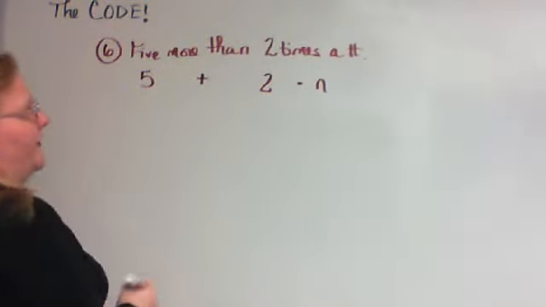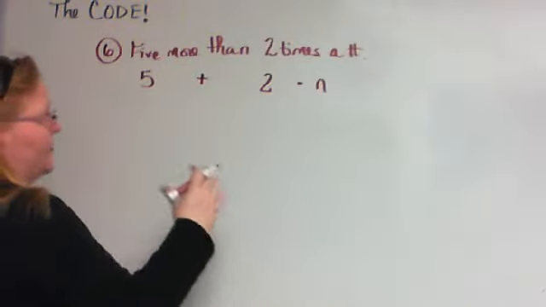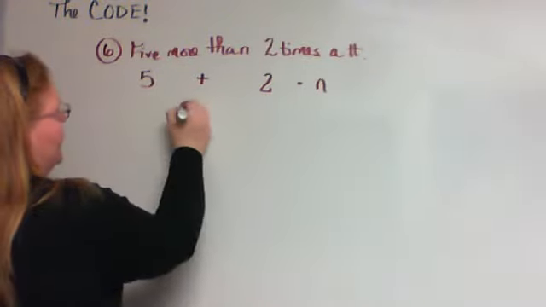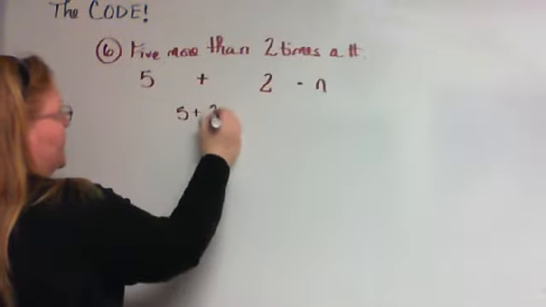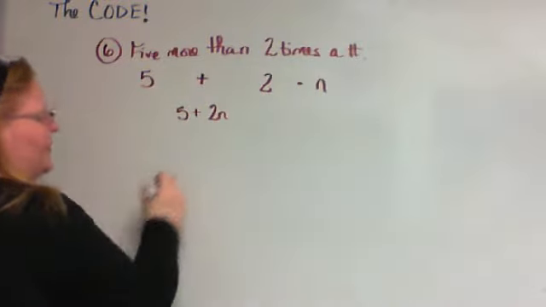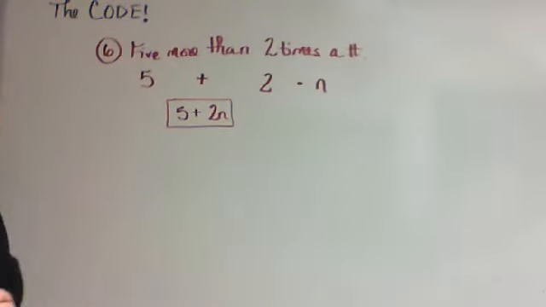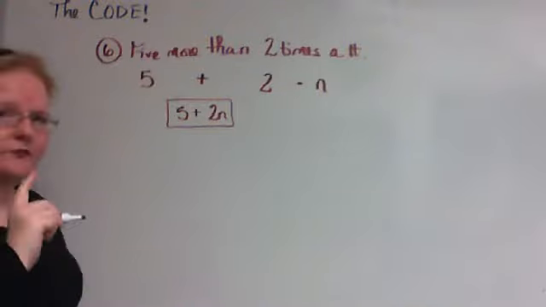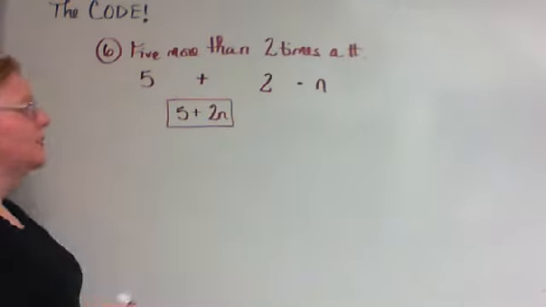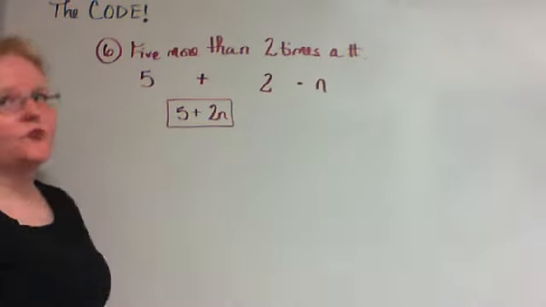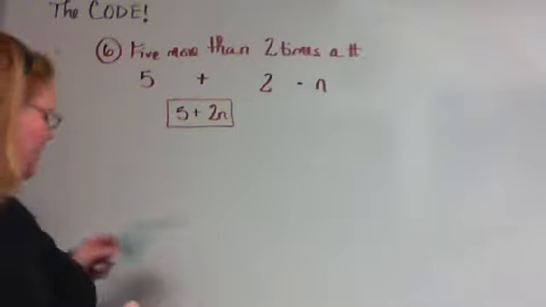Now that I've gotten all that out, all I have to do now is squish it all together. So that's 5 plus 2 times N, which is just 2N. Just squish it together. They're always going to go in order like that unless you hit one of those special phrases. When you hit a special phrase, it changes your order a little bit. But it's always from left to right because we read from left to right in this country.